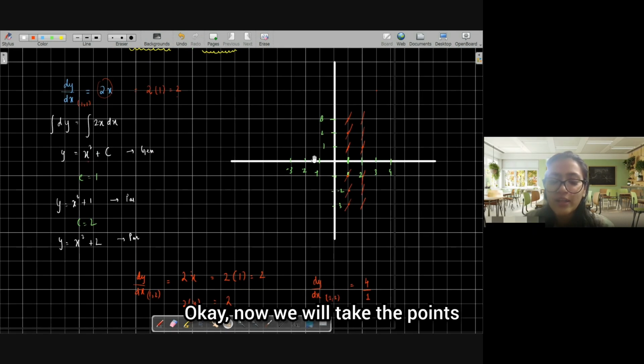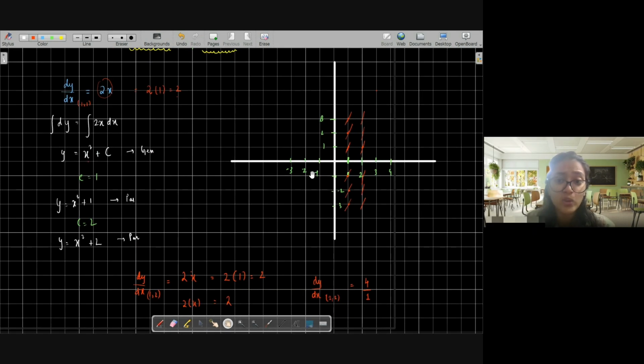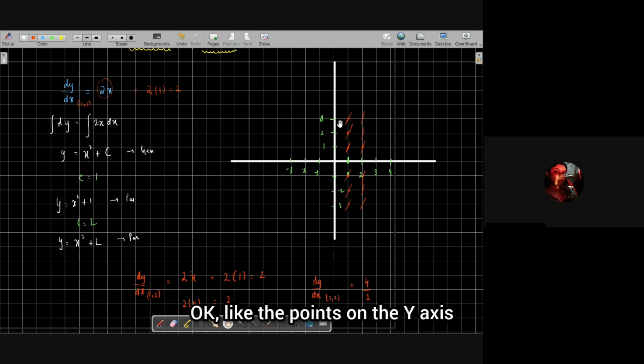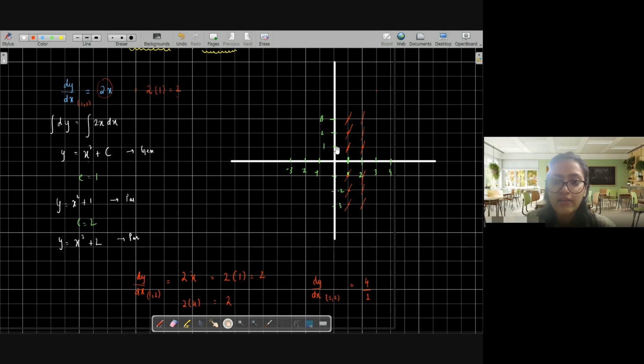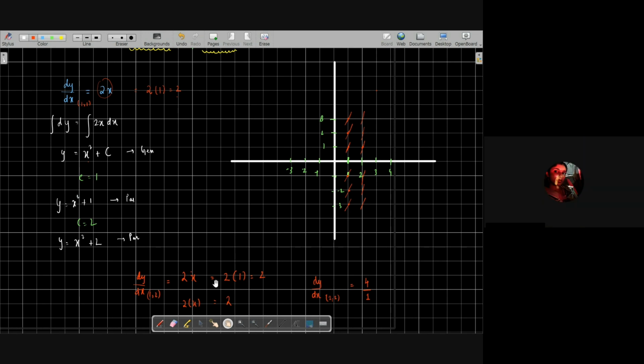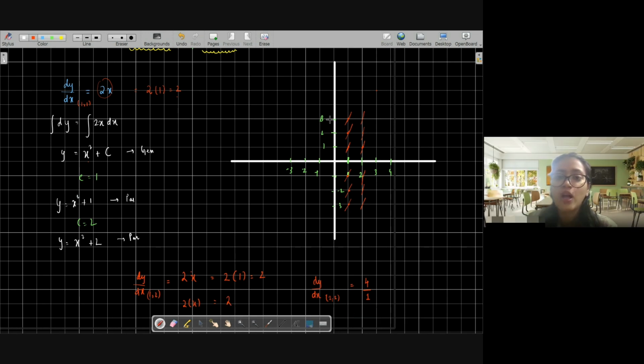Now we will take the points which have x coordinate 0, like the points on the y-axis, right? So 0 comma 1, 0 comma 2, 0 comma 3, 0 comma negative 3. The slope will always be 0. So we will draw a line which has a slope 0, so that is a horizontal line. On the y-axis, you will get these lines.